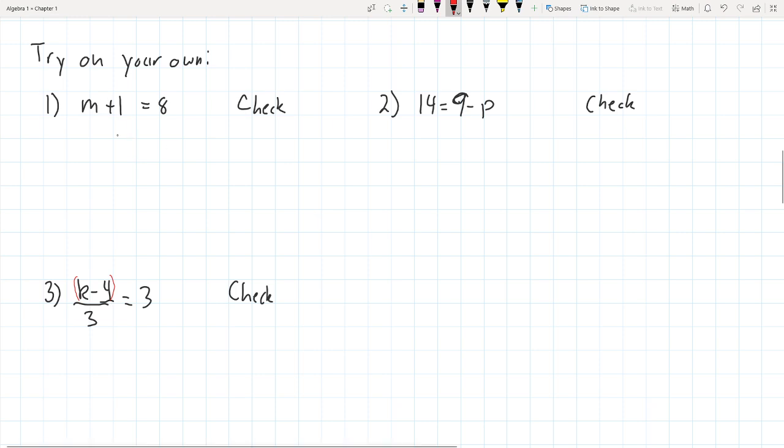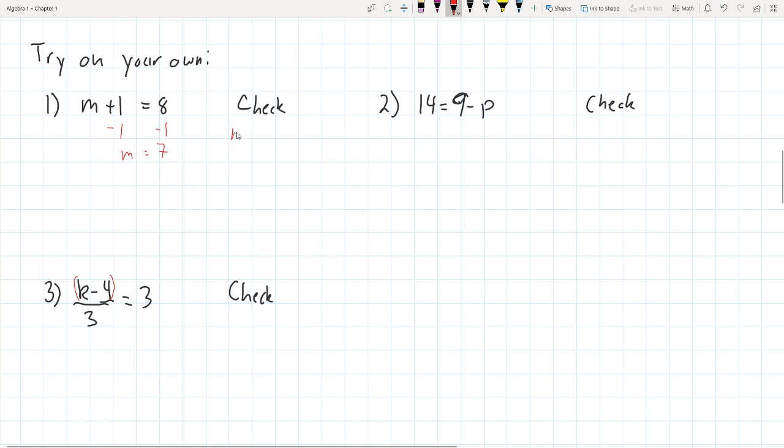So hopefully you tried these. What we're going to do is try and get m by itself. What I see is that this m has a plus 1 next to it, so I want to do the opposite of that, which is subtract 1. And so I'm left with m equals 7.